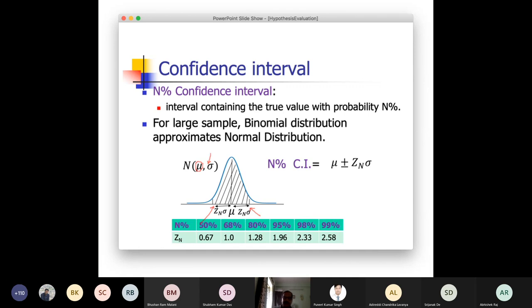When you are expanding your interval, you see a particular value here, which you used earlier for the 95% confidence interval. Let us call it the Zn value, or Z value. This value is 1.96. So if I put this value as 1.96 and compute the interval, I get the range in which my estimate would lie with probability 0.95.